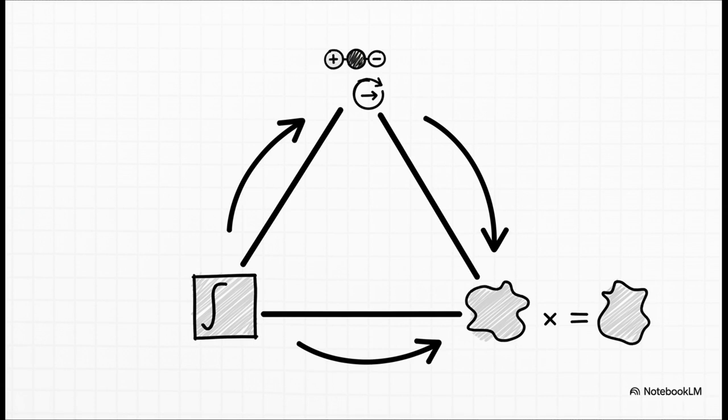The units have to tell the same story. Let's check it. The unit for polarization P is ampere-seconds per meter squared. When you integrate that over a volume, which has units of meters cubed, you get ampere-second meters, and that is exactly the unit for the dipole moment p. When the physical picture, the math, and the units all line up perfectly, you know you've really understood it. This works for magnetism too.